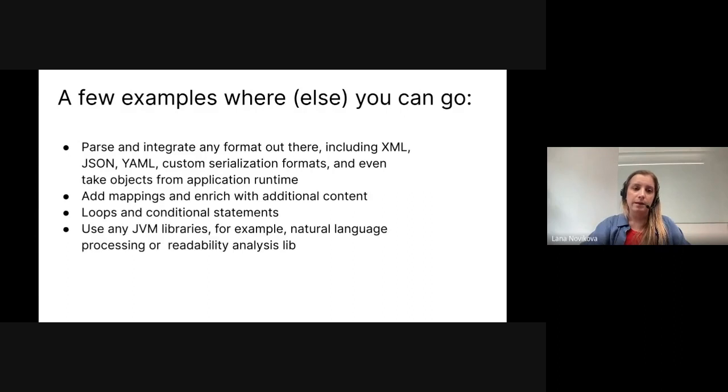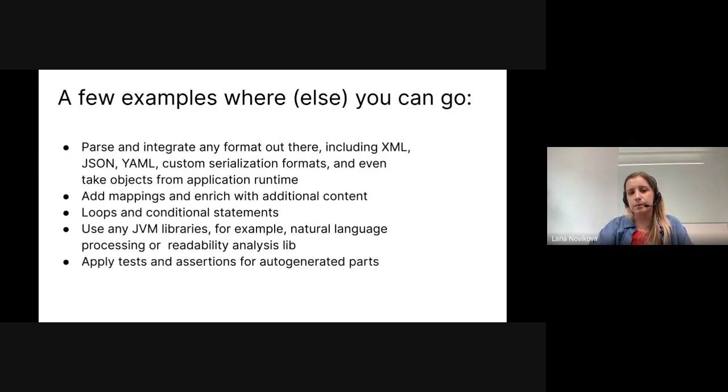And as the sources are regular Kotlin code now, it can leverage any of the existing JVM libraries. So you can use, for example, Apache OpenNLP or readability analysis, or basically anything that comes into your mind. And since the documentation is code now, we can tightly integrate it with test cases, BDD frameworks, UI and API testing tools. So you can do assertions and basically test your documentation as well.